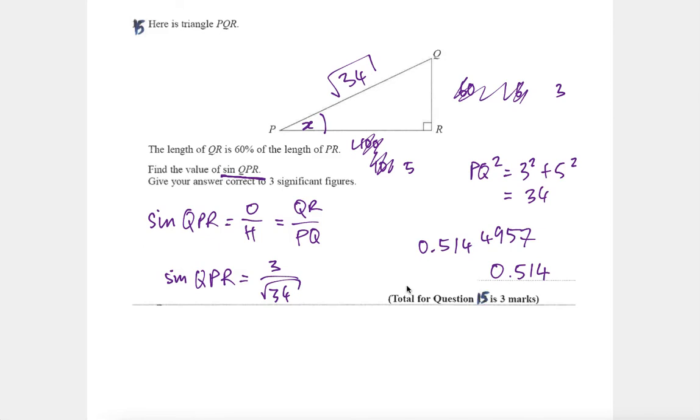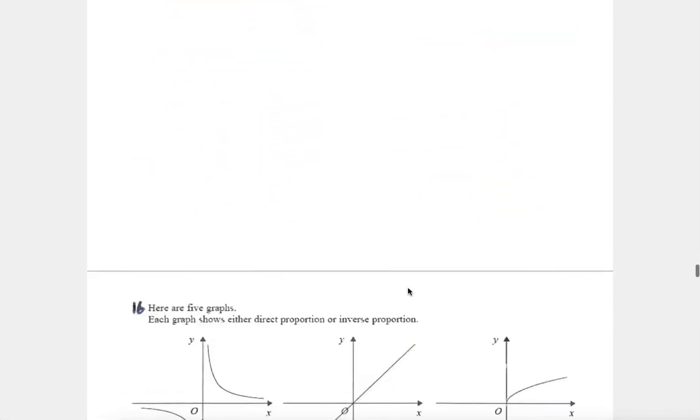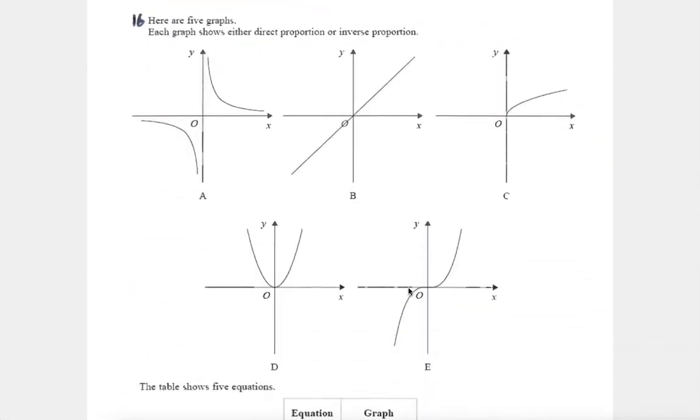So it's 0.514, correct to 3 significant figures. Question 16. Here are 5 graphs. Each graph shows either direct proportion or inverse proportion. We know that direct proportion means it will go through 0, 0, which all of these do apart from that one.